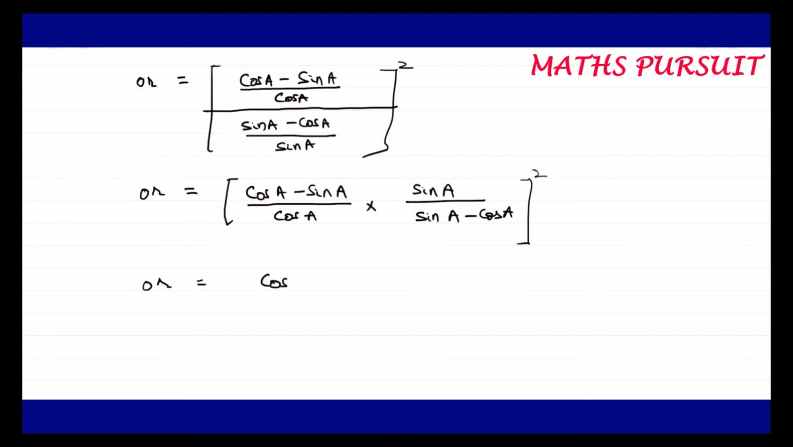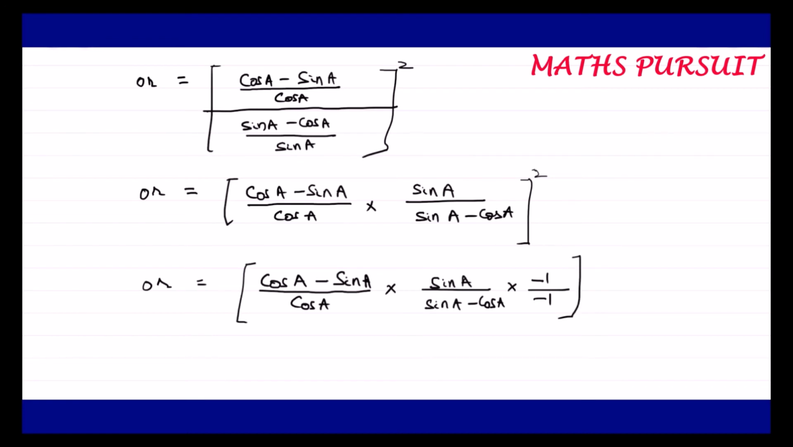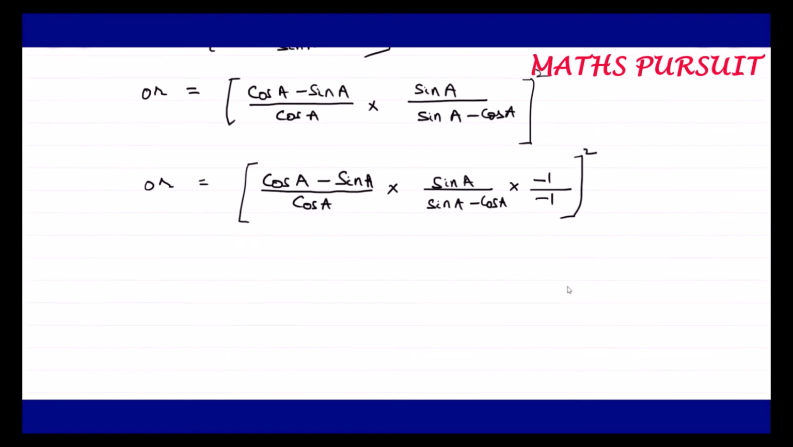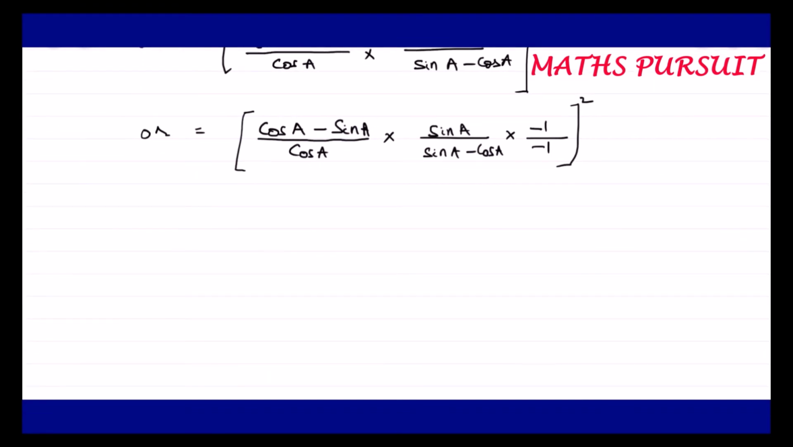So I can write the equation as cos A minus sin A upon cos A. I'm just keeping this part as it is. Now just see what I'm going to do: sin A upon sin A minus cos A into -1 in the numerator upon -1. If I multiply the same thing in the numerator as well as in the denominator, the resultant equation remains the same. Nothing happens to the resultant equation, but we are doing this for a purpose, as I told you.